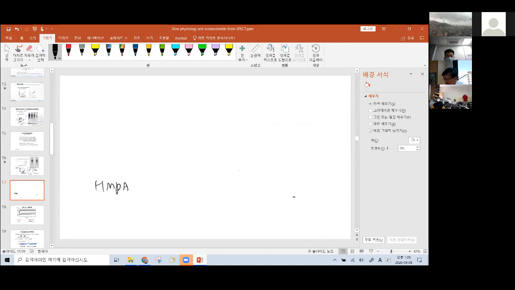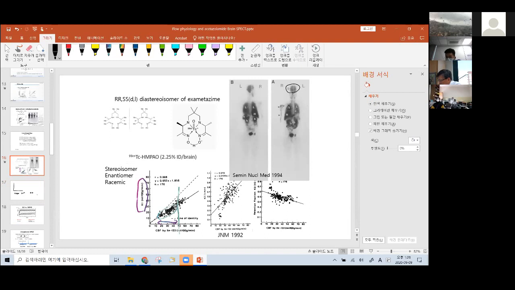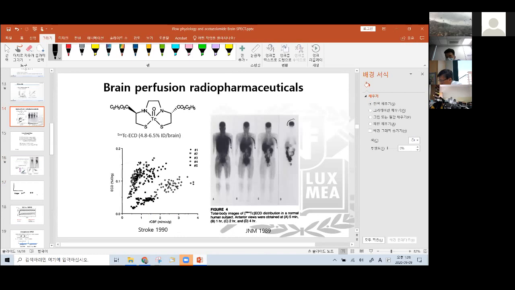So HMPAO and ECD. What's the difference? You might see tabulated information regarding the difference between HMPAO and ECD in many textbooks, so you don't need to memorize that. What you need to memorize is just that HMPAO is taken up in the brain. And actually HMPAO, in addition to the brain, goes to lung, liver, kidneys, and then intestine, and then bladder. The same for ECD: liver, intestine, bladder, and kidney here. So it looks the same, and being hydrophobic, the radiopharmaceutical is taken up in every tissue.